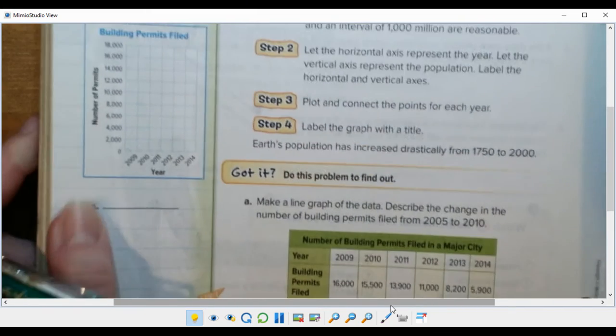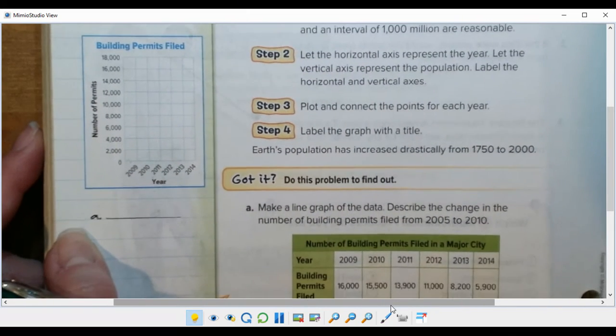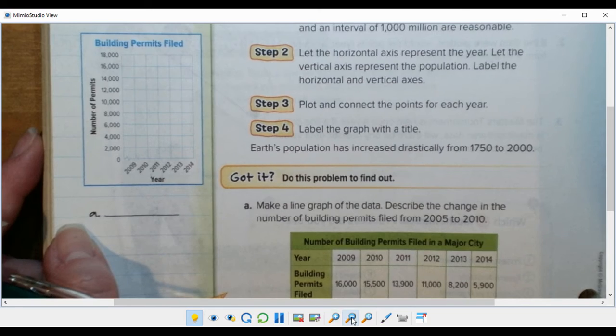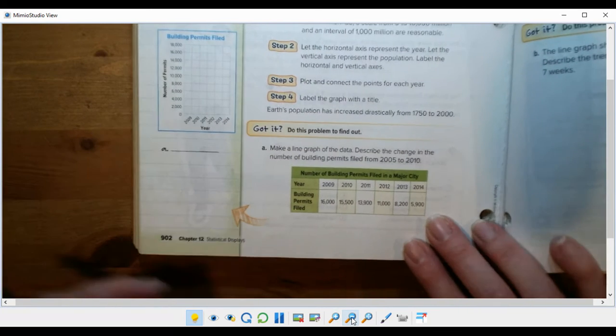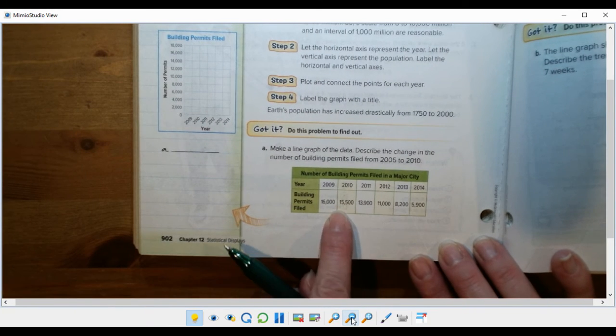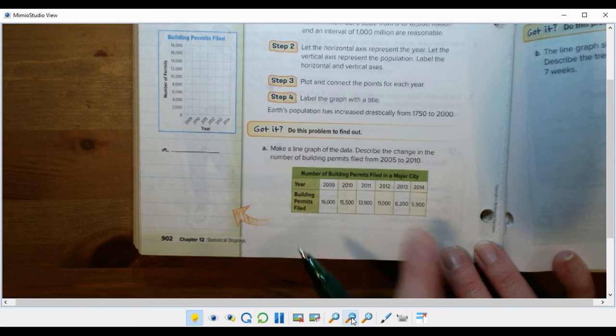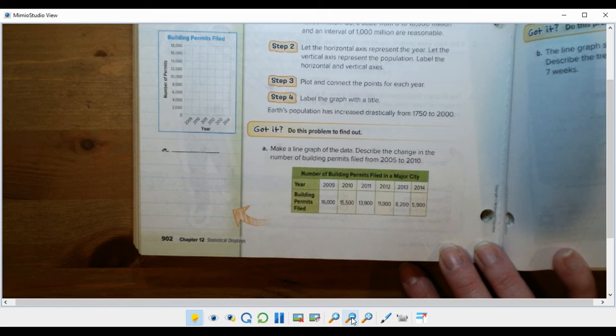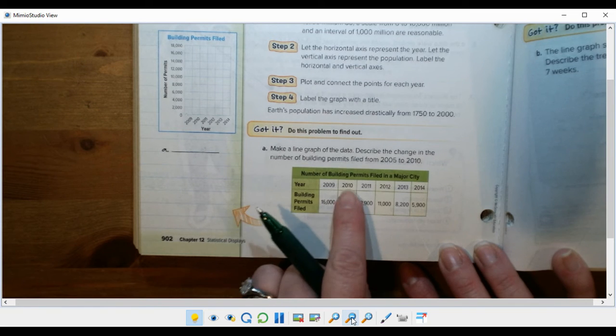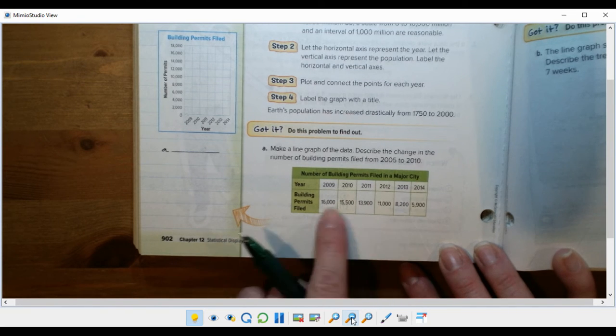All right, so let's practice making one of these. If we shift to the bottom of the page, they've given us a data chart. I don't know if I can get this all on here at once. Let's see. There we go. Okay. So they've given us some data talking about the number of building permits filed in a major city, people who are doing renovations or they're putting an addition on or a deck or something like that. Each of the years and then the number filed.